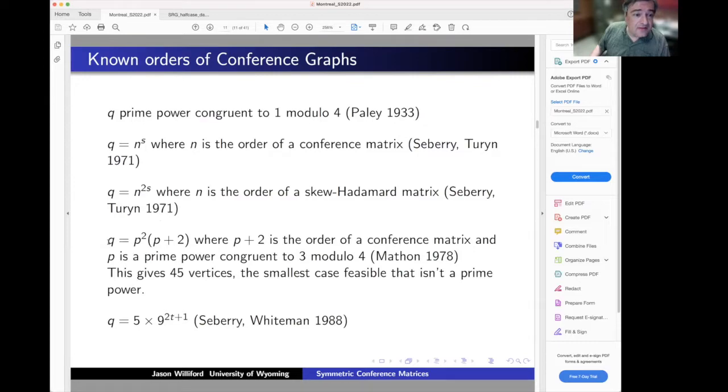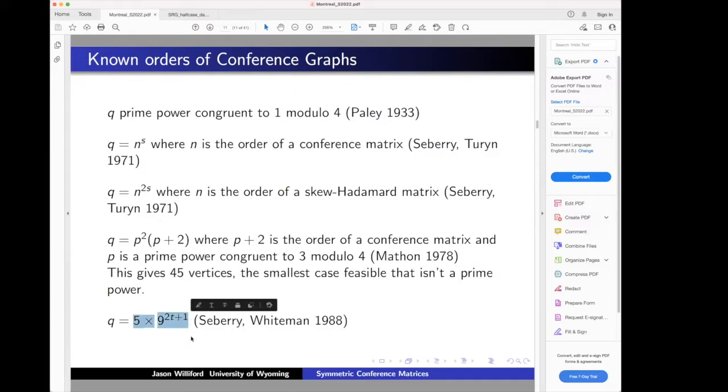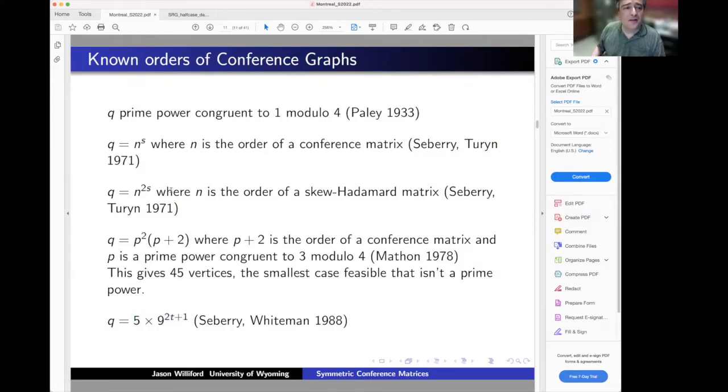And then let's see, this particular one is due to Rudi Mathon, and this gets you the one of order 45. So you have p squared and p plus 2. So 9 times 5, you end up with 45, and that gives you the smallest feasible case, not of a conference matrix, but of a conference graph. And then there's a particular construction of Seberry. But the whole point is not many orders are known, and some of these cases are recursive, so you actually need smaller conference graphs to make bigger ones. Okay, so a lot of orders really aren't known.